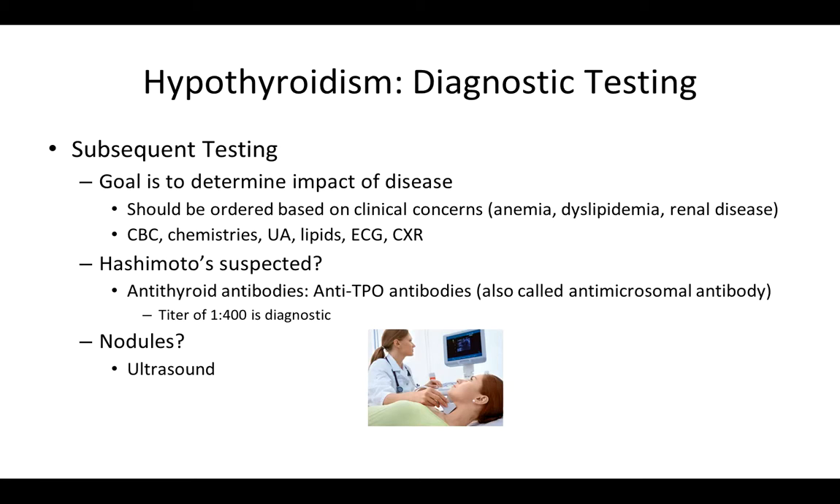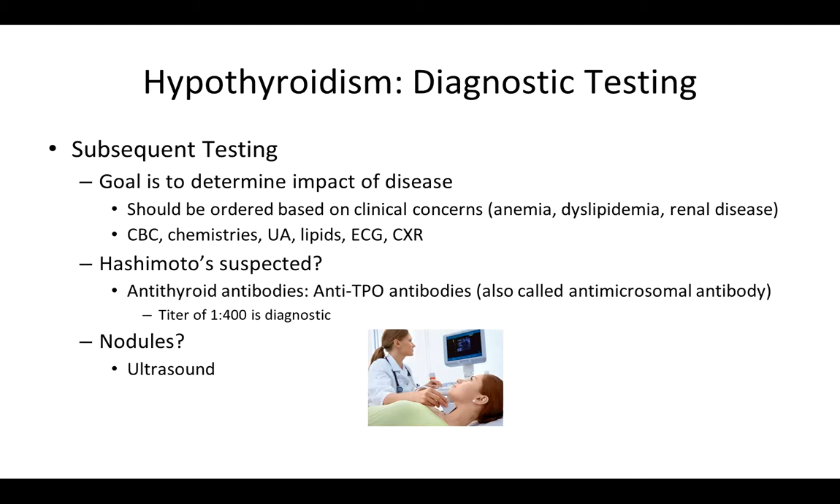If you're worried about heart failure, you may check a chest x-ray. If you're worried about infiltrative issues with the cardiac system or electrolyte abnormalities, you might check an EKG. UA can be helpful if you think that they have diabetes or if you have concern for other infection. So the idea is that you want to rule out any concerns that need to be addressed or identify any concerns that need to be addressed.